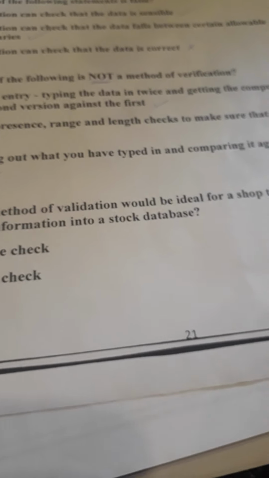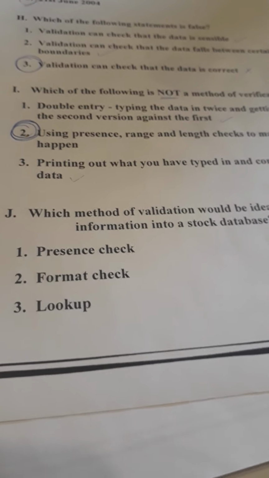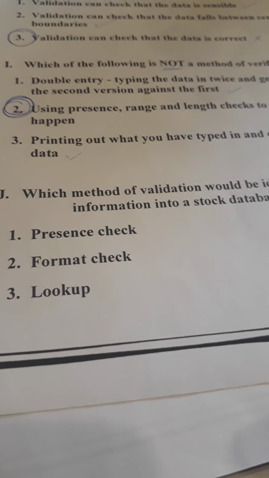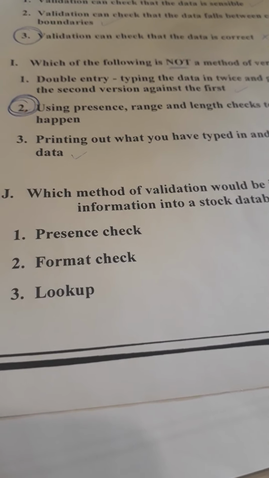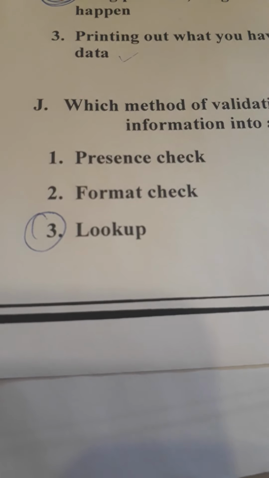Okay? Which method of validation would be ideal for a shop to use when entering information into a stock database? When we have a shop, we have certain things, then we have to choose between them. Like I want a pencil, so I have to select the pencil. So it's a lookup, okay? Like a drop list that you choose what you want. A lookup check, okay?